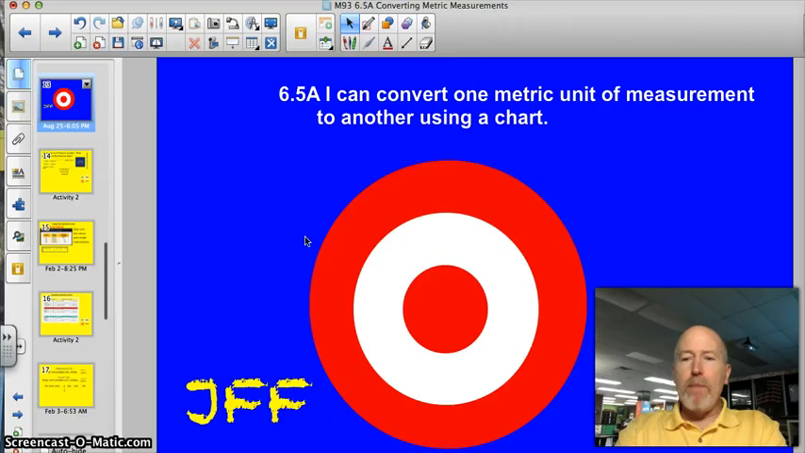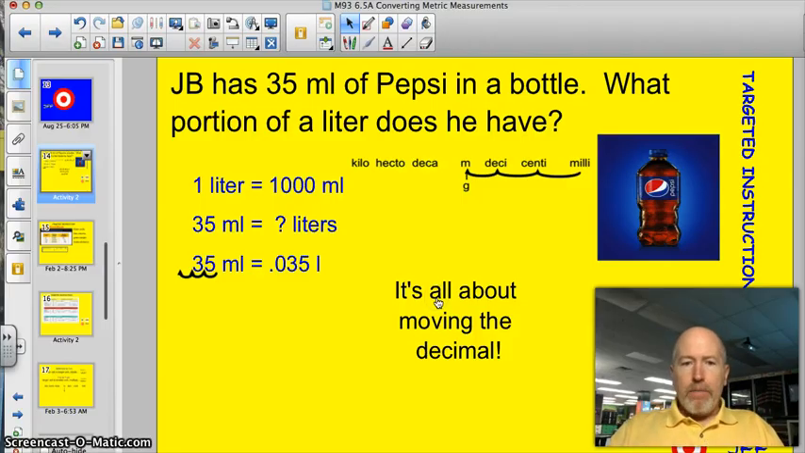All right, let's get back to our official target for the day, which is 6.5a. I can convert one metric unit of measurement to another using a chart. Let's do this thing. All right, here's my younger brother JB. JB has 35 milliliters of Pepsi in a bottle. What portion of a liter does he have?